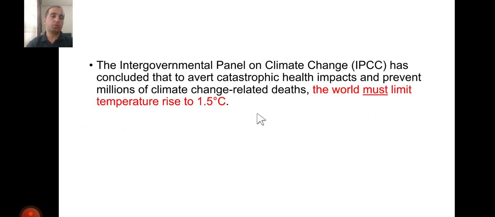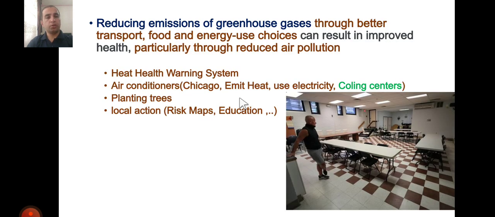Indeed, what should we do to cope with climate change, how can we cope with the crisis? First of all, the IPCC, the Intergovernmental Panel on Climate Change, says that the world must limit the temperature rise to 1.5 degrees C. And this is the goal of the Paris Agreement. But how can we reach the goal? To reach the goal, there are several strategies. Here I brought you some of them.